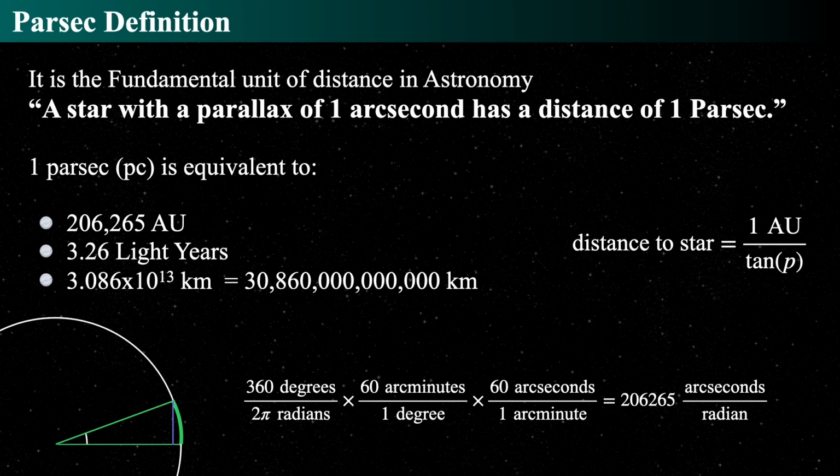That's what parsec stands for. That's equivalent to 206,000, roughly 265 AU, 3¼ light years, or 31 trillion miles, which is a long way. 31 trillion kilometers, I should say. So it's an incredibly great distance out to the stars.